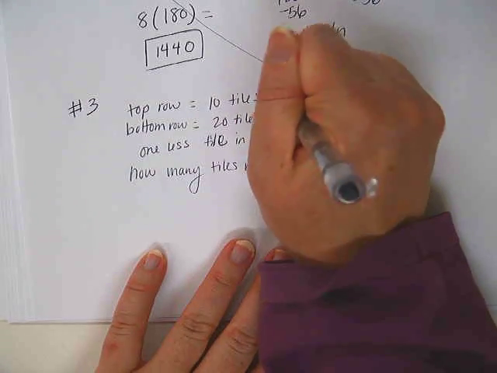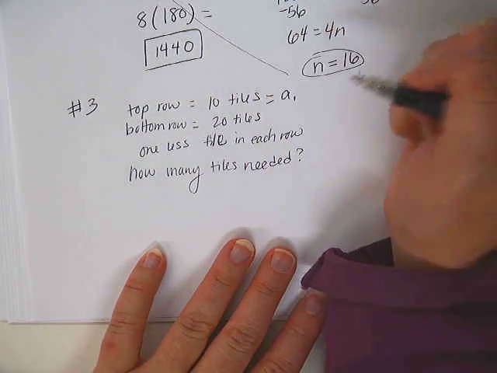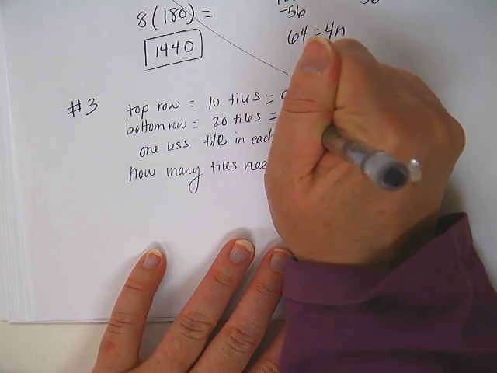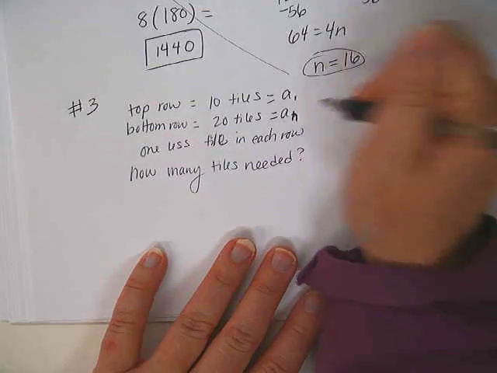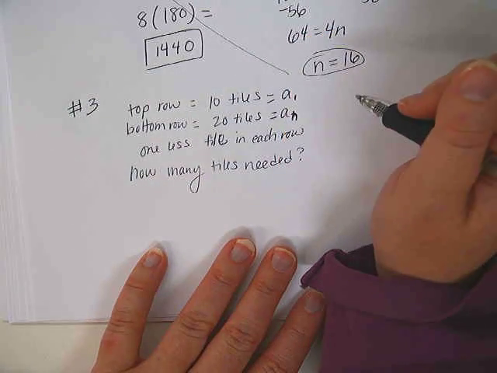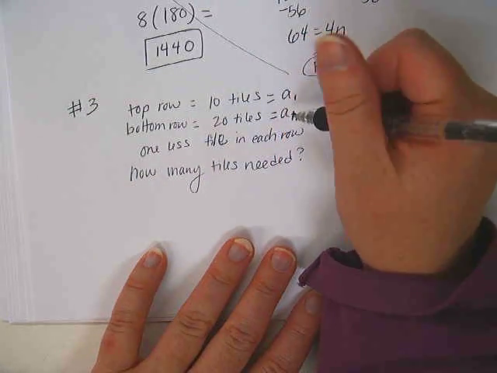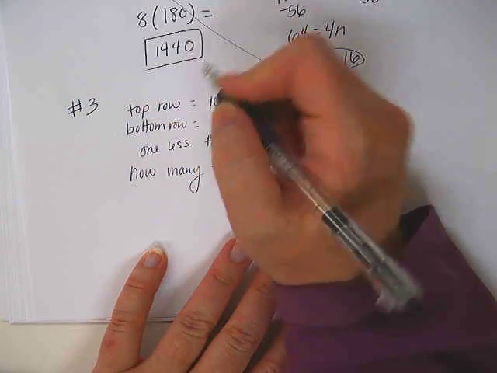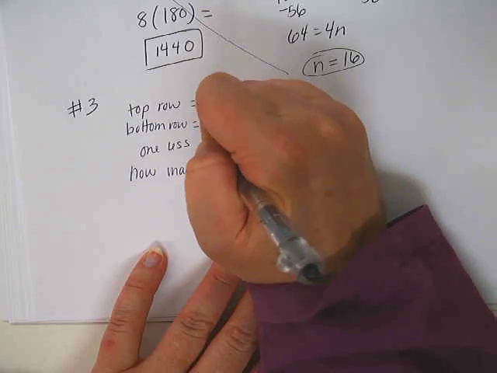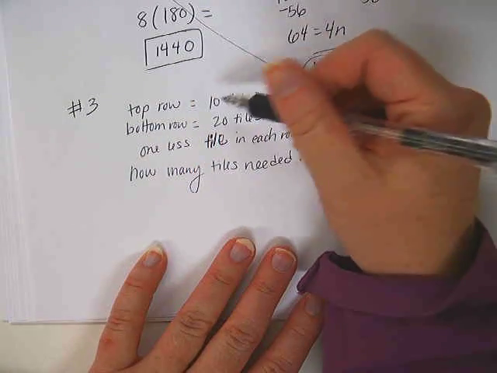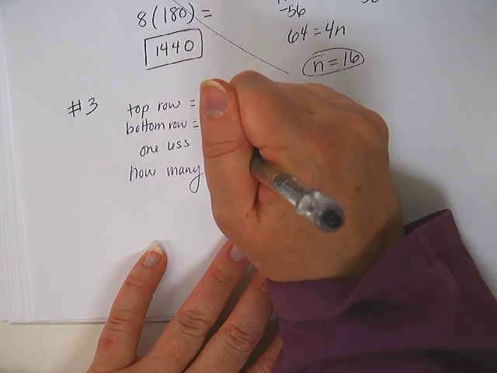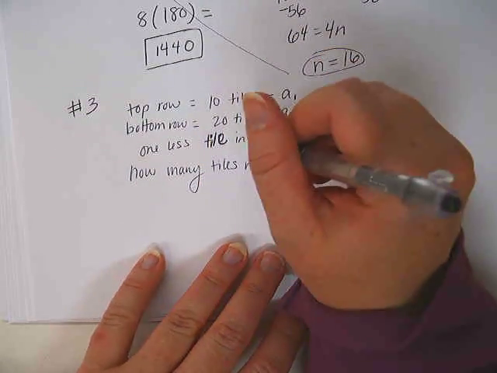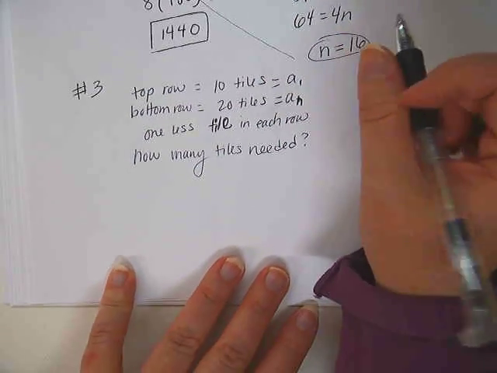Okay, well we know that the top row has 10, so that can be a sub 1. We know that the bottom row has 20, so that could be a sub n, sorry, the last number. A sub 1, a sub n, so then the only problem again is that we need to find n. Some of you might be quick to say, well it's just going up 1 each time, so that means that there's 10 rows, n equals 10, because we're going from 10 to 20. Be cautious though, because there's actually 11 rows.